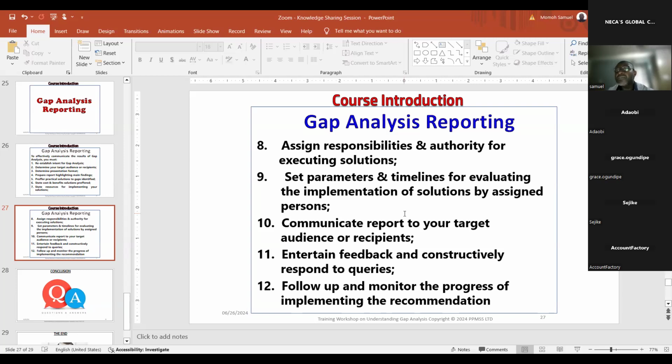You have sent out reports. There are going to be feedbacks. There are going to be queries. There are going to be criticisms. People who would say, oh, you did this, you didn't do this right, or you didn't consider this, the solution you provide is not too okay. Fine. So entertain their feedback, their queries, and the likes, and then constructively respond to them.